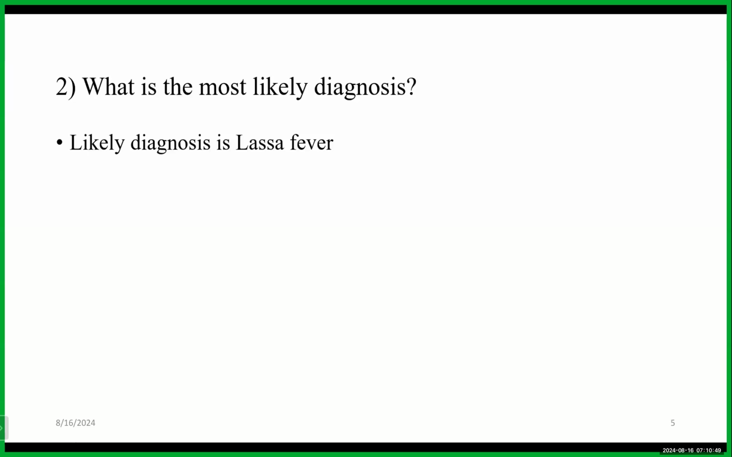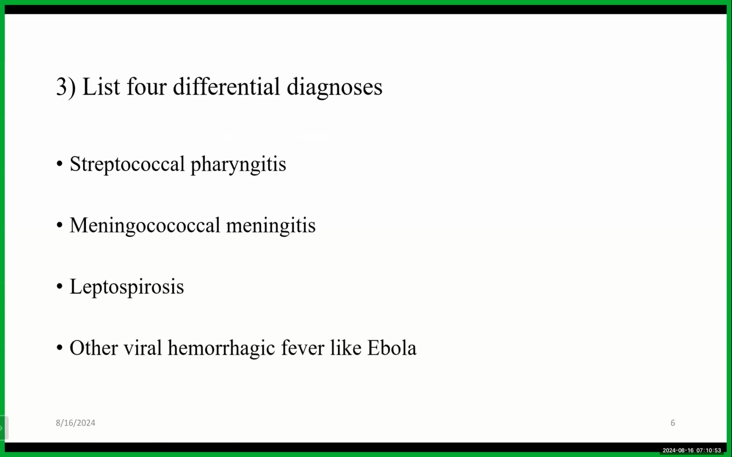So what's the most likely diagnosis? My likely diagnosis would be a suspected case of Lassa fever. Then what are the other 4 differentials I want to consider? I want to consider streptococcal pharyngitis. I also want to consider meningococcal meningitis. I also want to consider leptospirosis. Then also consider other viral hemorrhagic fevers.